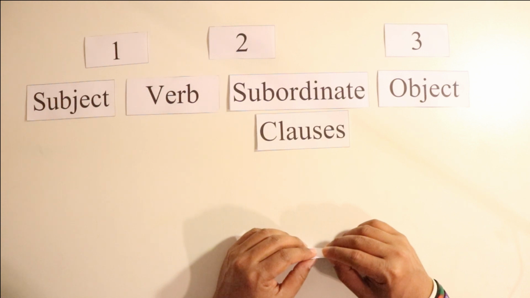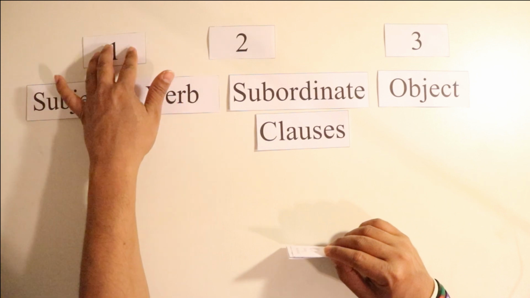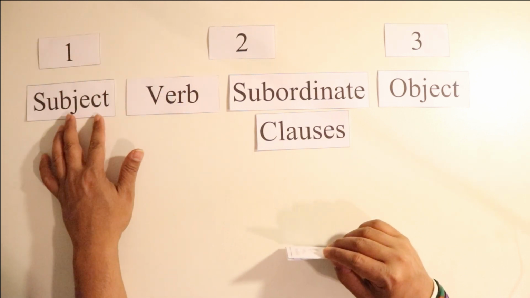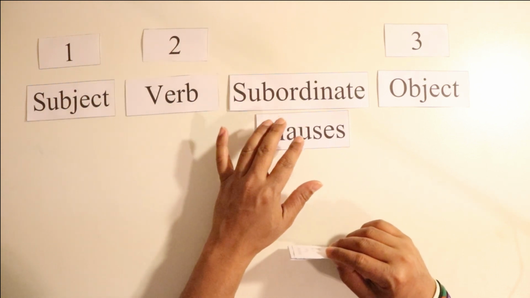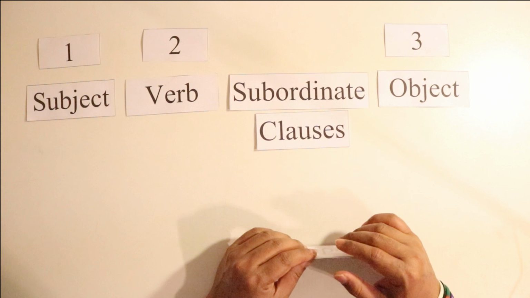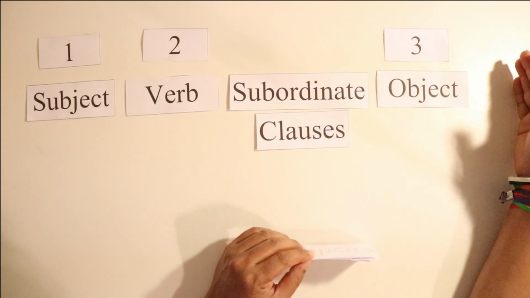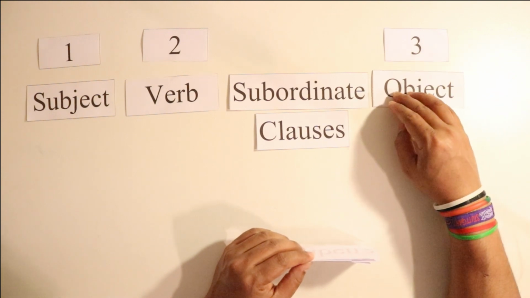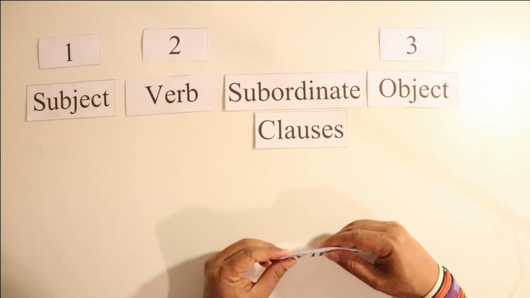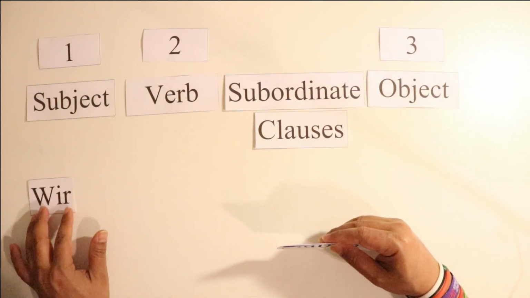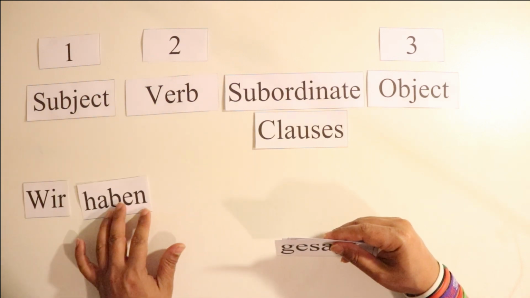Now let us discuss the making of a German sentence with the use of subordinate clauses. If you see, the position of the subject will be as usual first, and then the verb will be in the second position, and then there will be the subordinate clause, and then in the end will be the object, and in the last part of the sentence there will be the placement of the last verb.